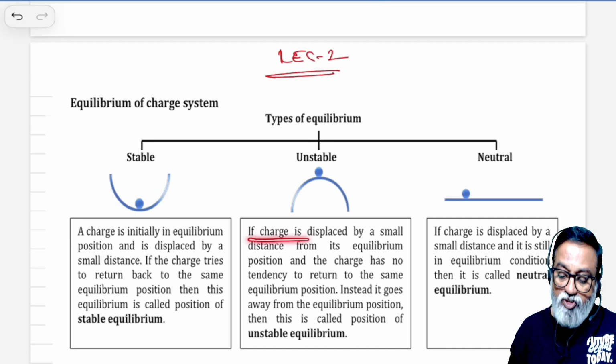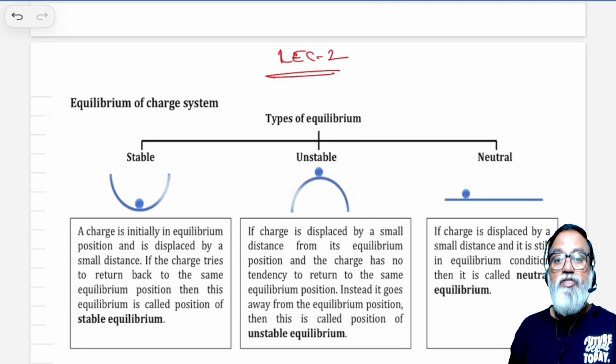Unstable equilibrium: if the charge is displaced by a small distance from its equilibrium position and the charge has no tendency to return to the same equilibrium position, instead it goes away from the equilibrium position, then this equilibrium is called unstable. See here, now the ball is like this. Here it is at rest, in equilibrium. If you displace it like this, it will never come back to the initial position. This is called unstable equilibrium.